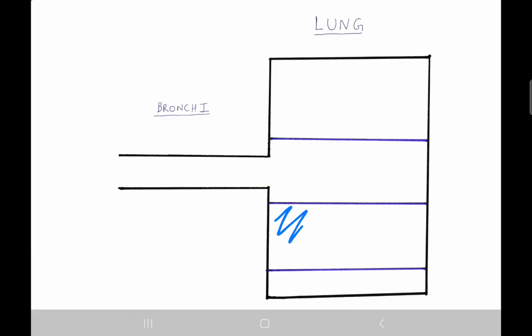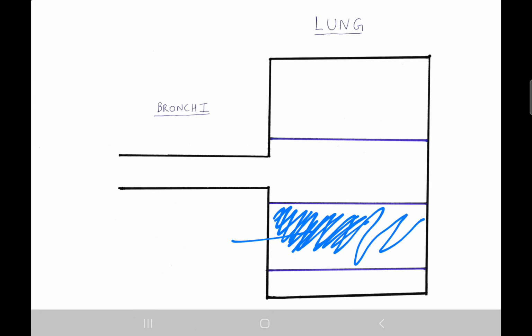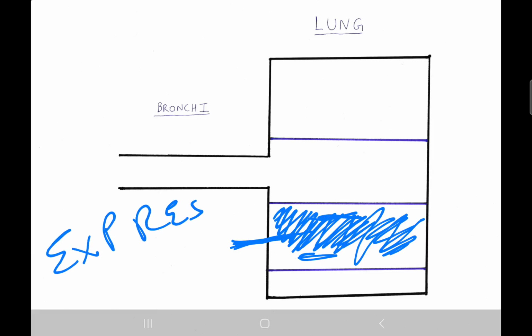The volume of air in this compartment only takes part during forceful expiration. It does not take part during normal expiration. This portion of volume is called expiratory reserve volume. So the volume of air that can be exhaled during forceful expiration is expiratory reserve volume.